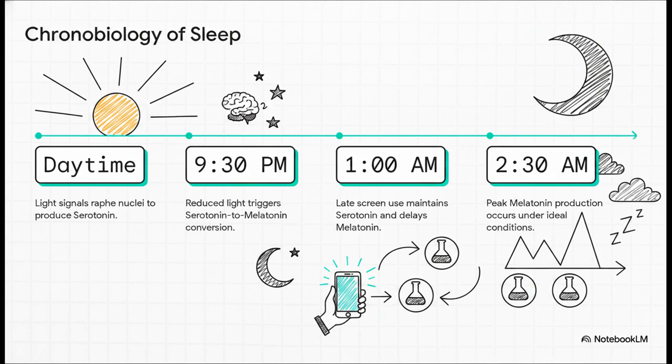But here's the critical clinical reality. Gadget and phone exposure completely derails this process. If you're staring at a bright screen until 1 a.m., you are forcefully maintaining serotonin stimulation. You drastically delay the serotonin cutoff, which means you're going to completely miss the critical 2:30 a.m. melatonin peak required for truly restorative sleep.